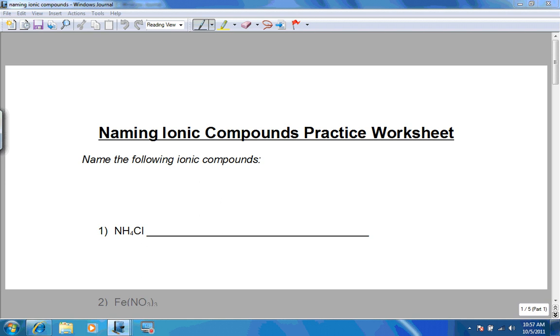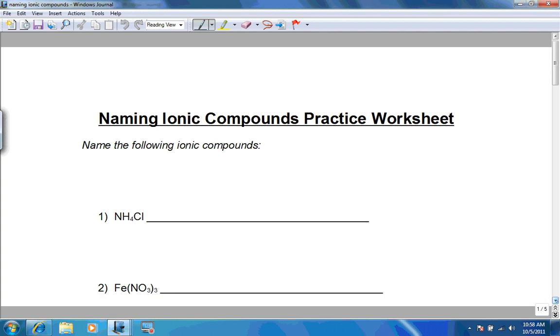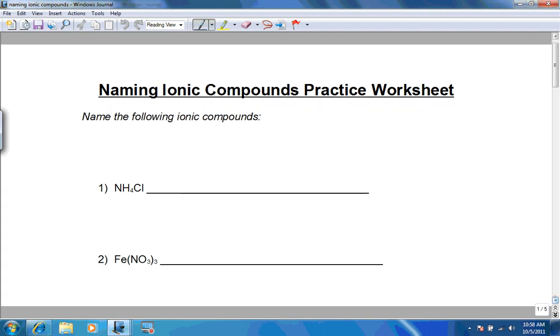Okay, we are working on the naming ionic compounds practice worksheet. All these will be ionic compounds, which means we will not be using prefixes for any of them. NH4 is a polyatomic ion, and that's ammonium, and Cl is chloride. So ammonium chloride.